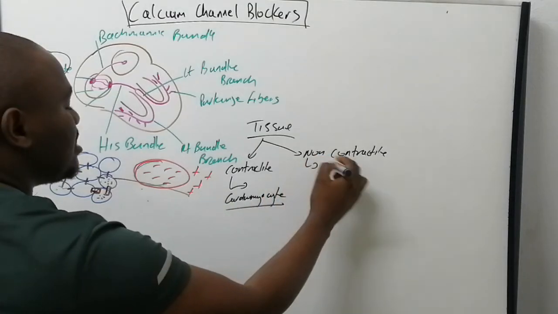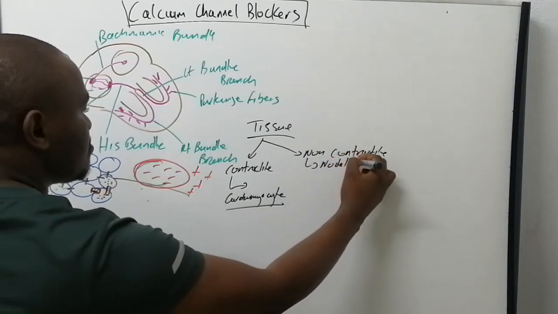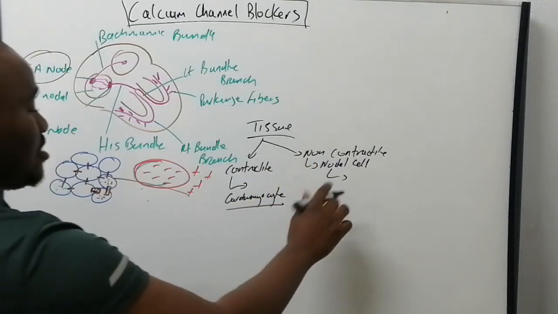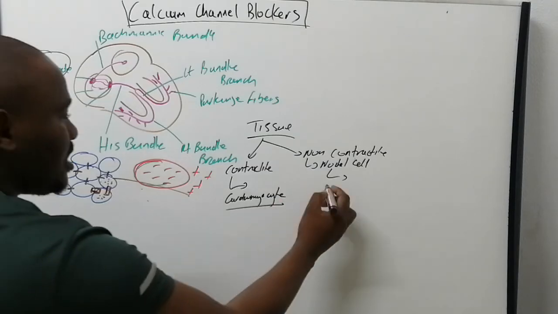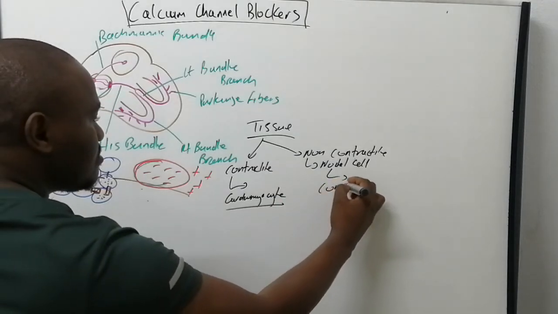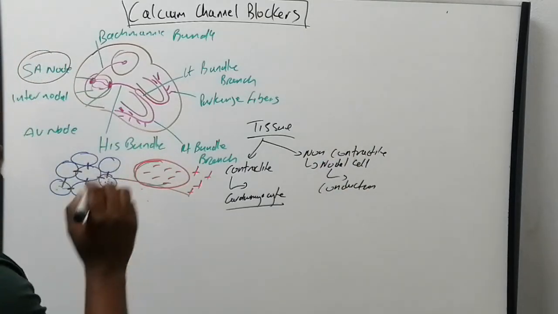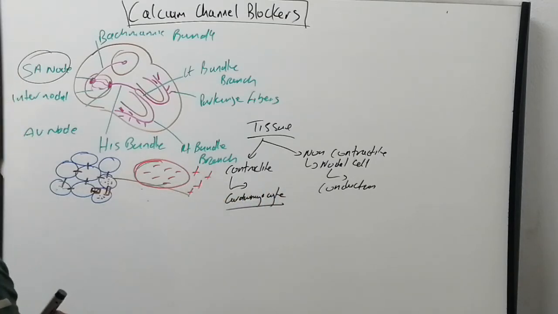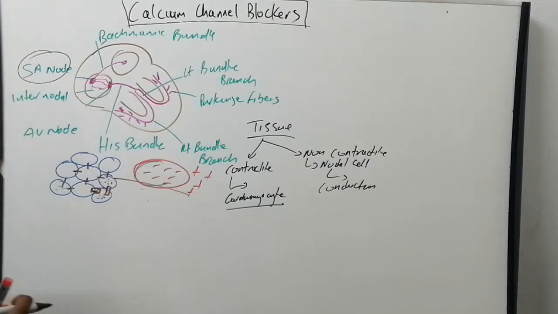The non-contractile cells are your pacemaker cells, your nodal cells. And the main job, responsibility, is to initiate action potentials. So it's the conduction system. Initiate action potentials, propel them to the contractile cells. For a cardiomyocyte to contract depends on the input from the non-contractile cells.